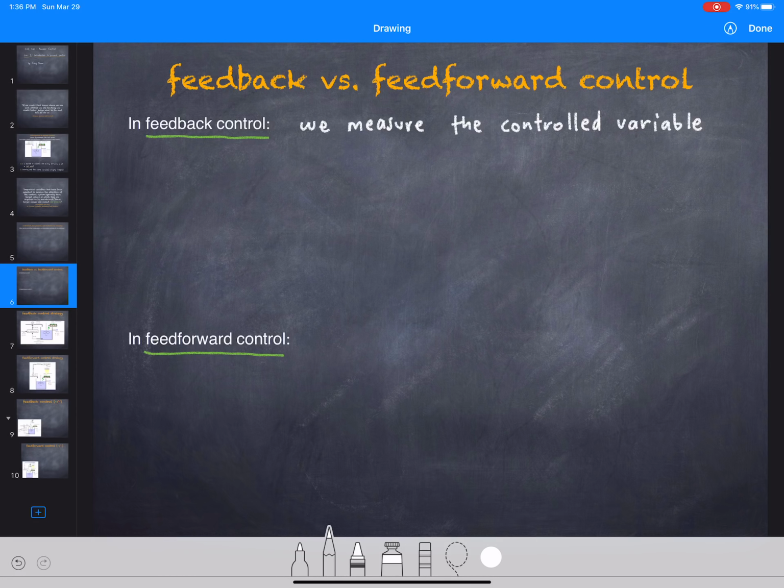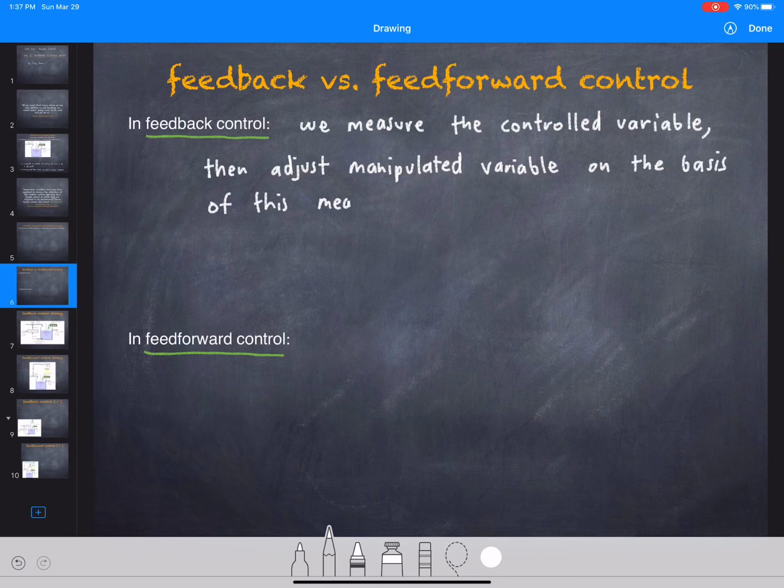And then based on the measurement of the salt concentration, based on the measurement of the controlled variable, we then adjust the manipulated variable on the basis of this measurement. So then we would adjust the flow rate of pure water based on that measurement. And how exactly you adjust it, well, that's what this class is all about. So basically, how much do you open that valve to let in more or less water to compensate for changes in W? That's what we need to figure out in this class. And it's really a mathematical question. So in feed-forward control, instead what we do is we measure the disturbance variable.